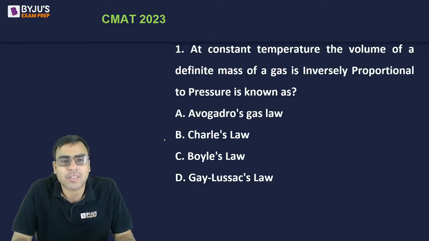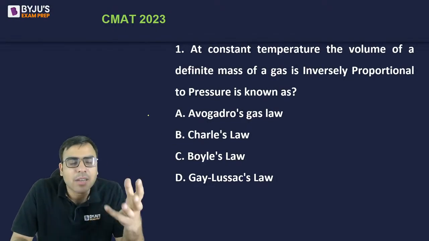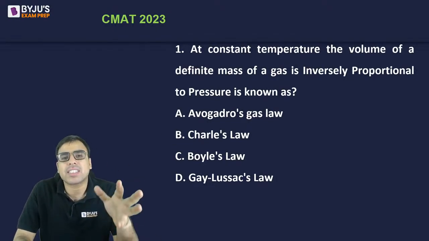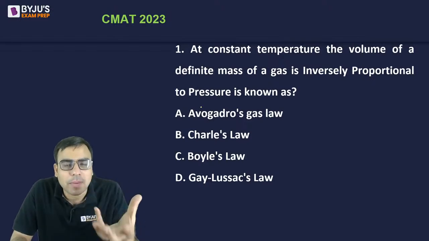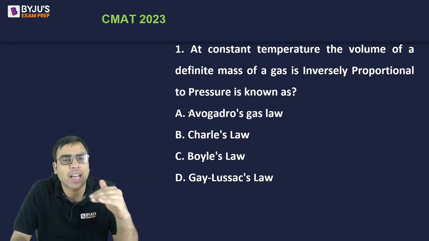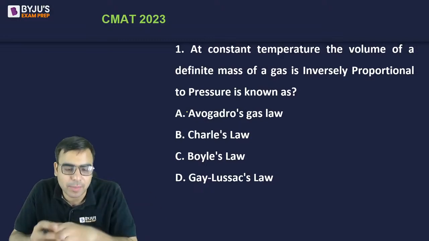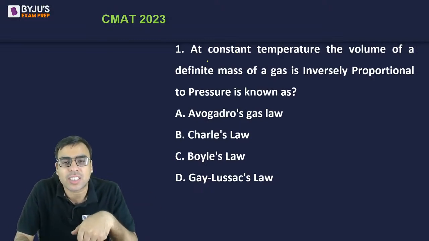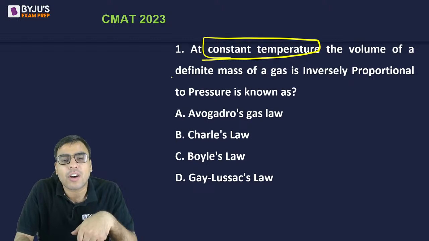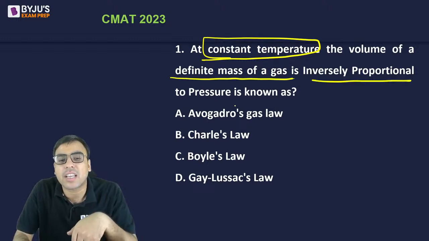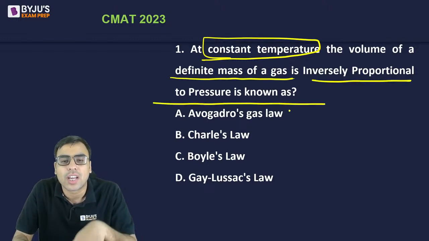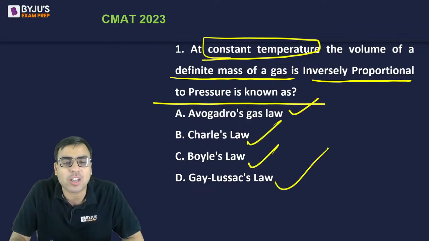Okay, so let's start with the first question. In this class, I'll be giving you some previous year questions and questions which will be important, the questions which are asked in the exam, or similar questions. The first is: at constant temperature, the volume of a definite mass of a gas is inversely proportional to the pressure is known as which law? Avogadro's law, Charles' law, Boyle's law, Gay-Lussac's law.